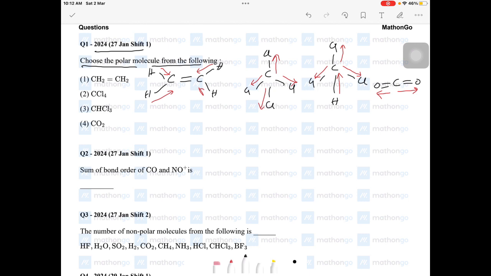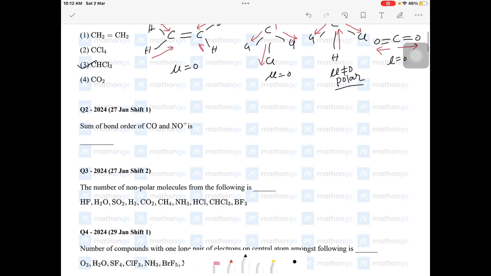So the dipole moment here is 0. Why? Because the directions are opposite. Here also 0. Here also 0. But here two are in one direction, two are in another direction, but the net dipole moment is not equal to 0. That's why it is a polar molecule. Third one is correct.